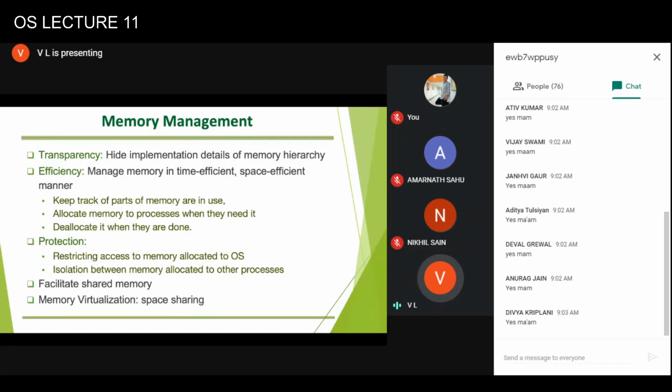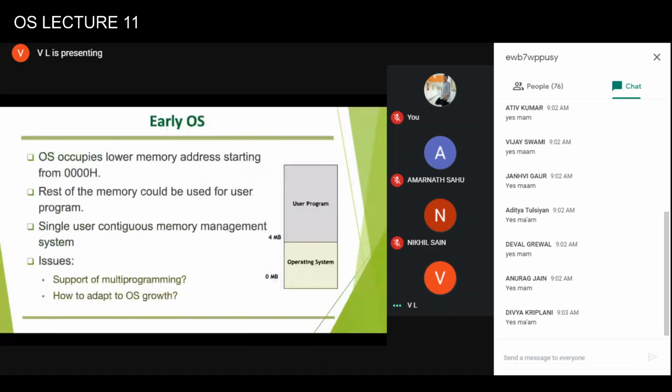Now, if the memory has to be divided between different processes, one of the easiest ways is to divide the memory into different parts and allocate each part to a different process. This is known as space sharing. Long back, when operating systems were just coming up, traditionally the operating system occupied lower memory addresses starting from zero onwards. Generally, the way it is shown in the memory diagram, especially when we are going to discuss stack overflow, the lower addresses are shown at the bottom. So the addresses are increasing from this direction to this direction.